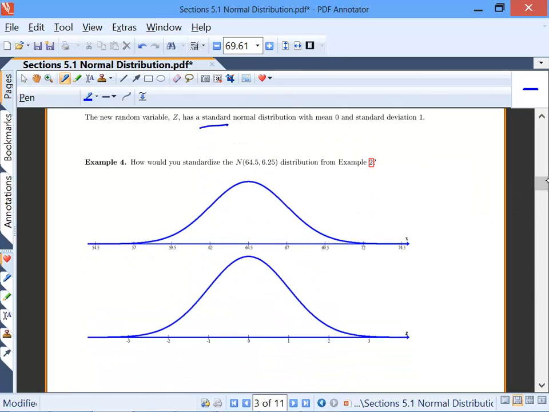So let's try it out. How would you standardize the normal distribution with a mean of 64.5? And remember we put the variance second, so variance equals 6.25, which means my standard deviation is the square root of 6.25, which equals 2.5.